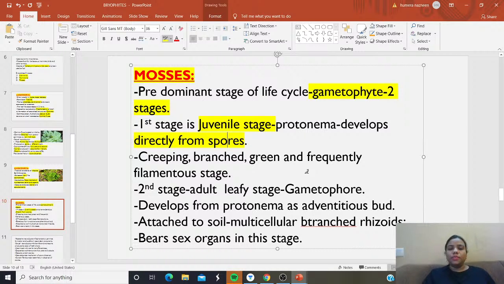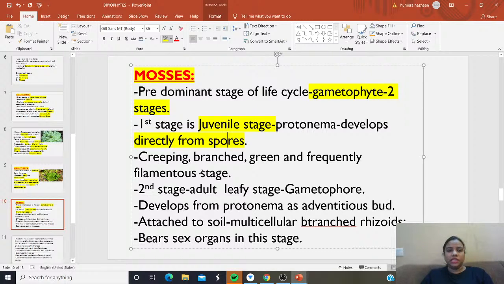And how is the protonema in the juvenile stage? It is a creeping, branched, green and frequently filamentous stage. So in this first stage, the protonema develops directly from the spores, and it is creeping, branched, green and frequently filamentous. So this was the first stage.